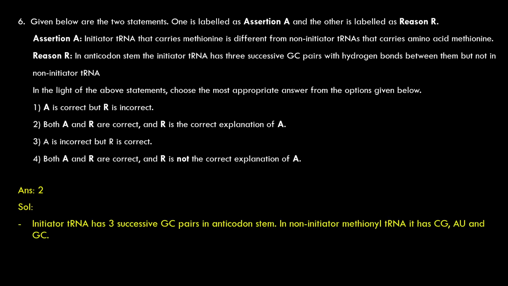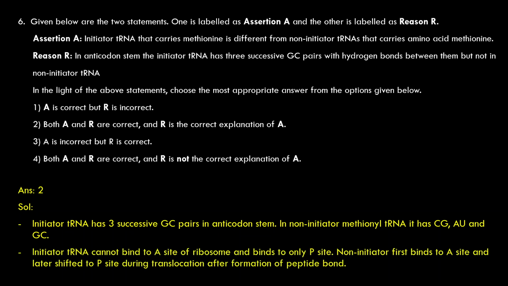Answer 2. Initiator transfer RNA has 3 successive GC pairs in the anticodon stem. In non-initiated methionine transfer RNA, it has CG, AU, and GC, not consecutively GC. Initiated transfer RNA cannot bind to the A site of ribosome and binds to only the P site. P means peptidyl site, A for amino acid site. Non-initiated first binds to the A site and later is shifted to the P site during translocation after formation of peptide bond.